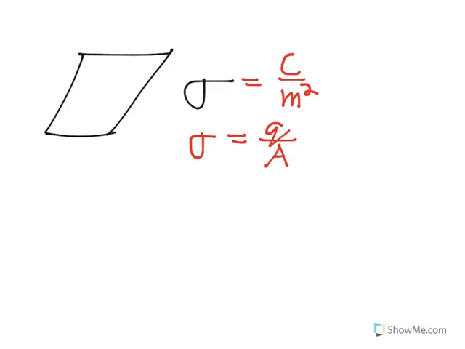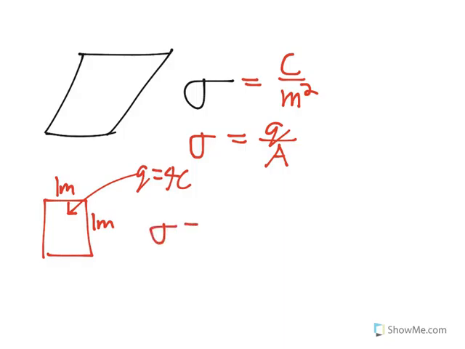Say I gave you a square plate of 1 meter on each side, and a charge was dispersed on the plate equal to 4 coulombs again. To figure out sigma, you would simply take 4 coulombs and divide it by the area, which is length times width, which would simply be 1 meter squared. So your answer would be 4 coulombs per meter squared.